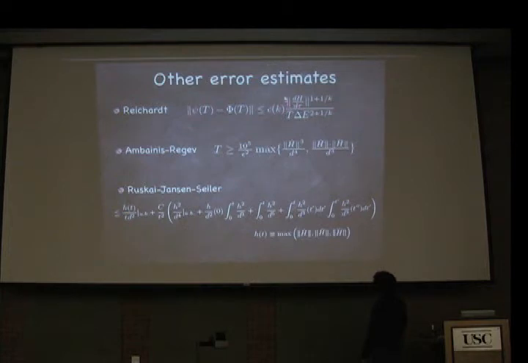And here we see that we have the norm of this thing, so it can be pretty large. For instance, for a spin system, it typically scales like the number of spins over the minimum gap. So this estimate would change. It's not just the minimum gap. And here we have other examples. This is due to Ambainis and Regev. Again, we have these norms with some powers, and we have bigger powers of the minimum gap. And here there is the version given by Ruskai, Jansen, and Seiler in a beautiful paper that gives this error estimate. Here we have several pieces with several runtimes and powers of the gaps, and again, the norm of these derivatives of the Hamiltonian.